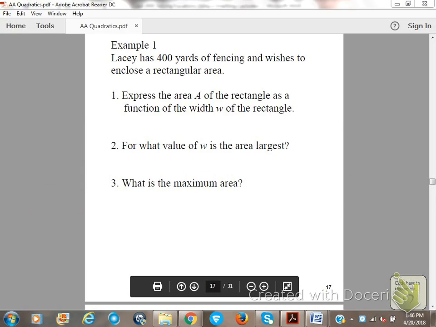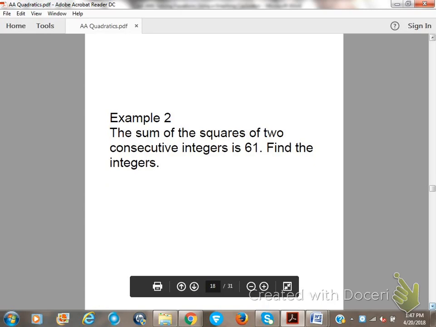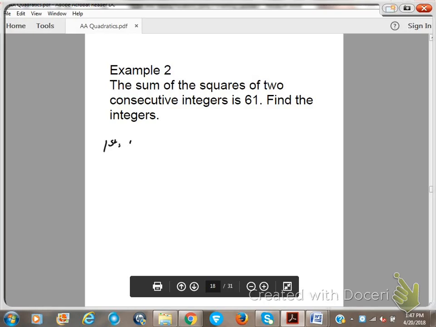Okay, there's that one. Moving on to example number 2. The sum of the squares of 2 consecutive integers is 61. Find the integers. If you're dealing with 2 of them, what do we always call the first one? X, and then what do we call the second one? X plus 1. So our first number is X, and our second number is X plus 1, because we're dealing with consecutive integers.